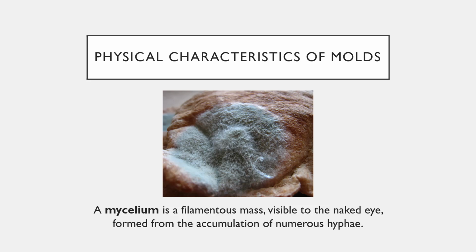So we've all seen a mycelium before. If we've ever experienced bread mold, which is what you can see right here, each of the individual filaments is microscopic, as are the spores, but when you get a huge quantity of them together, suddenly it's not microscopic anymore and you can see it with the naked eye. So this is called mycelium.